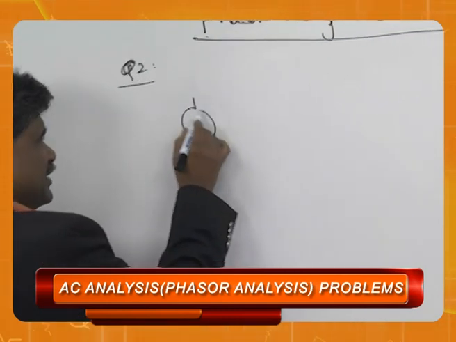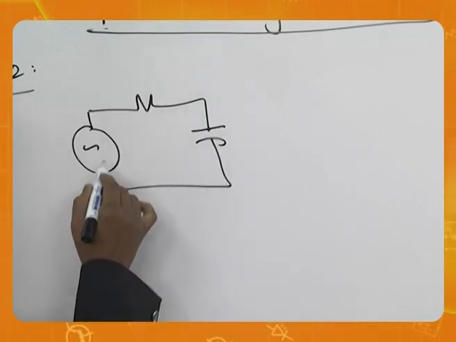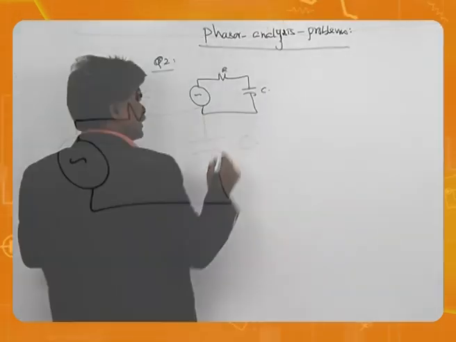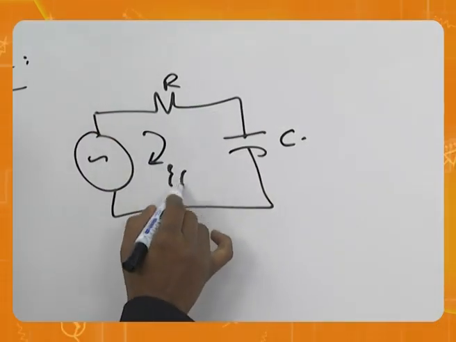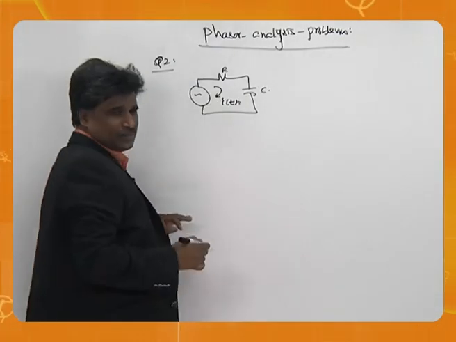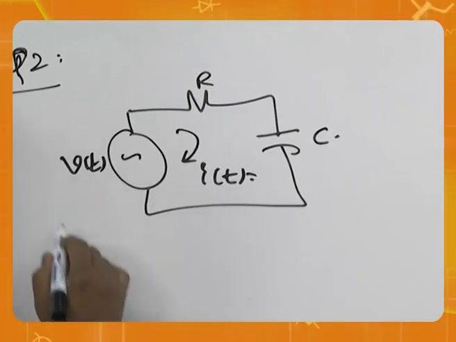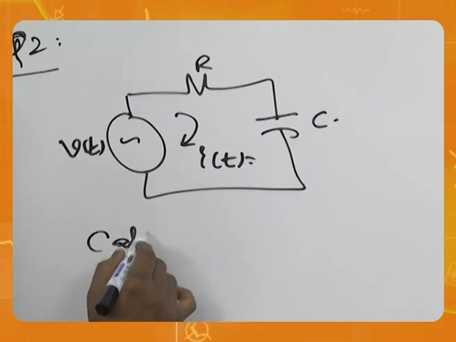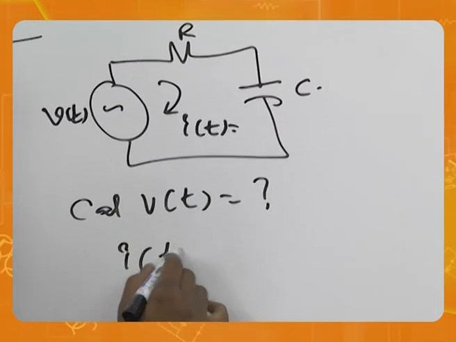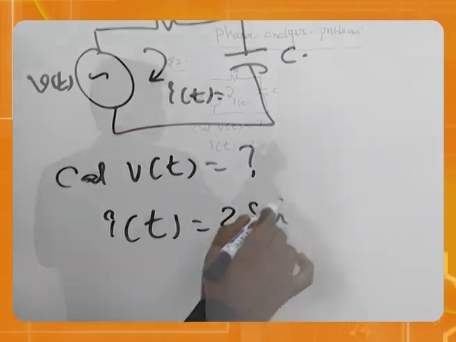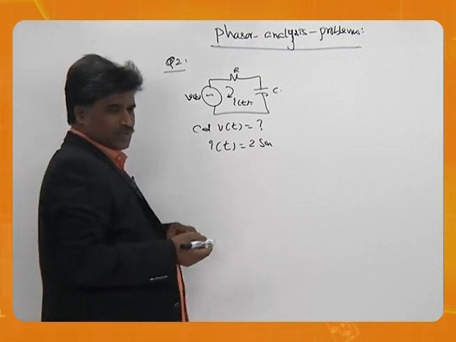Question number 2. The problem given is this. This is a capacitor, RC. He has given I of t, and he is asking us V of t. So the question is, calculate V of t if I of t is 2 sine 2t.